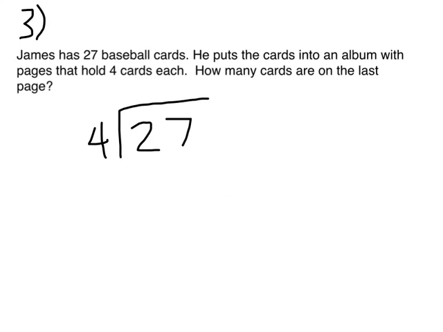I would start with 27 ones. I don't have enough tens to split them into groups of 4. How many times does 4 go into 27? 4 goes into 27 6 times. What's 6 times 4? 6 times 4 is 24.